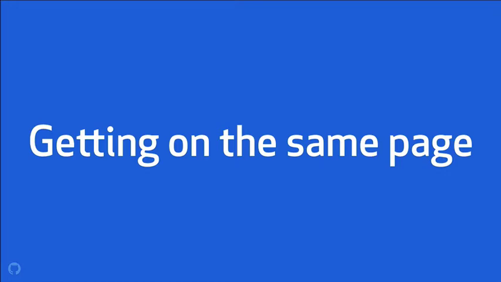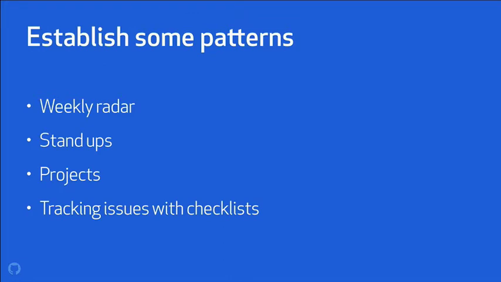All right, so after you've organized your people into teams and you have a good communication strategy, how do you actually get work done? How do you get on the same page to get work done? So that's what this section is about here. So I recommend you establish some patterns with your group of folks, right? Whatever that pattern might be for you. At GitHub, we actually employ all of these over here.